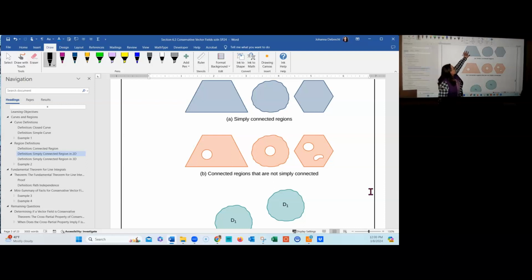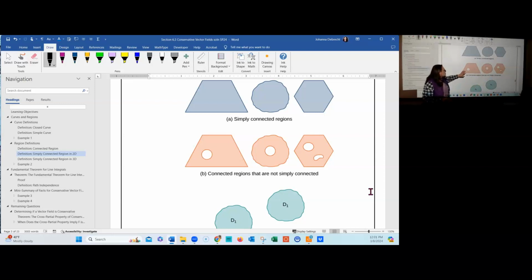If we look at the trapezoid shape, it is a simple shape and it's a connected shape. I can put a loop anywhere inside of this, and no matter where I put the loop, when I tighten the loop and make it smaller and smaller, I'm staying inside of the trapezoid. The same is true of this, well, bumpy circular shape, and the same is true of this hexagon.